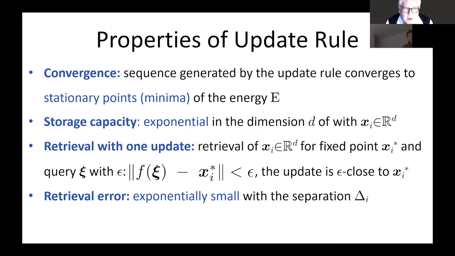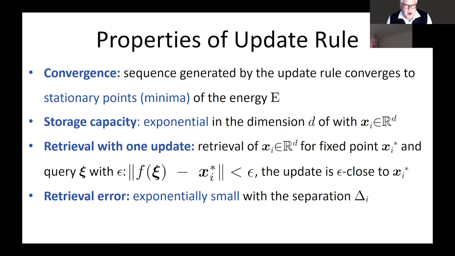Convergence to a minimum, also sometimes to saddle points, but it's very unlikely we will go to a minimum of the energy function. But still, inherited from these binary Hopfield networks, we have this high storage capacity, exponentially large storage capacity, exponential in the dimension of the patterns, of the dimension of the space in which the patterns we want to store live.